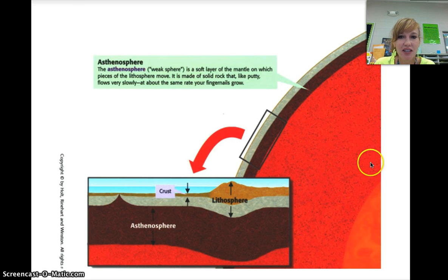Here's another view. The asthenosphere is the soft layer of the mantle in which the pieces of the lithosphere move. So that's what oozes that allows the tectonic plates, the crust, to move back and forth, the lithosphere. So it's made of solid rock like putty, flows very slowly. It flows at the same rate that your fingernails grow. So obviously that's pretty slow.